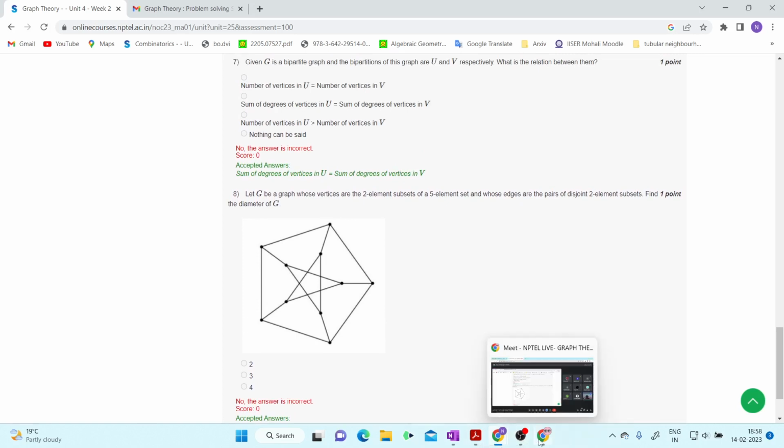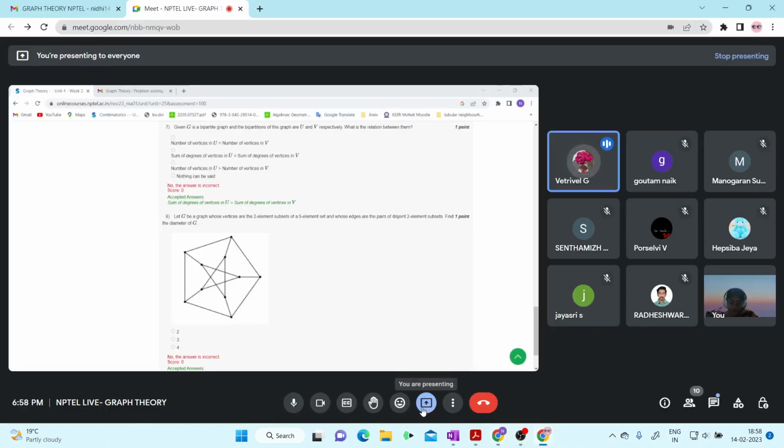Ma'am, by seeing the diagram we can say that the answer is 2, but what does that statement refer to? Let G be a graph whose vertices are the two-element subsets of a five-element set. How can we interpret this with the diagram? Yes, they are saying the vertices are the two-element subsets of a five-element set, and whose edges are pairs of disjoint two-element sets.